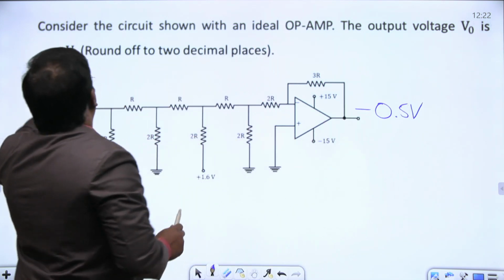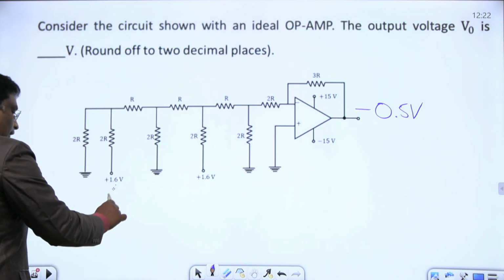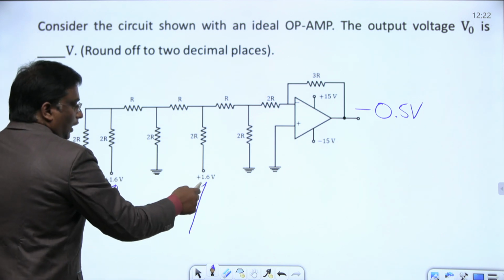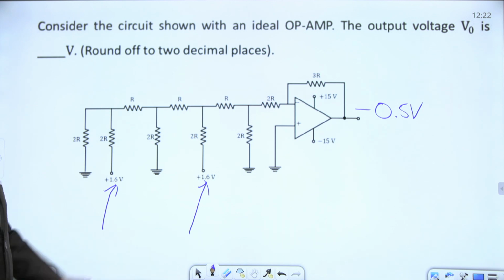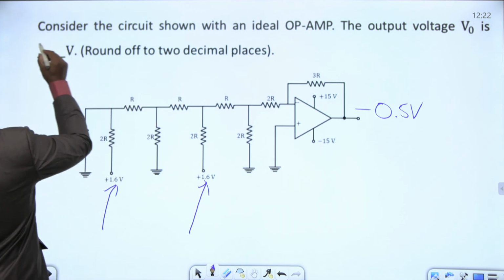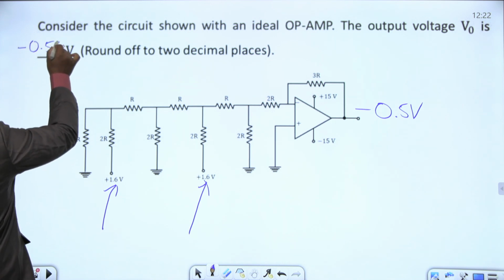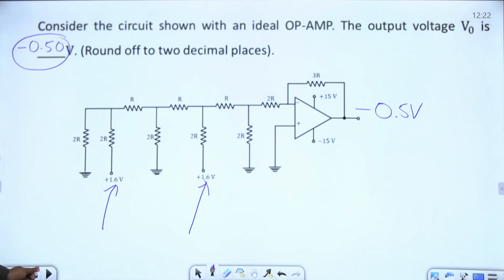What they asked here: consider the circuit shown in the figure with an ideal op-amp, output voltage V0. We found that when this source is acting alone, the output is minus 0.1. When this source is acting alone, the output is minus 0.4. When both are acting simultaneously, the total response is minus 0.5. They asked us to round off to 2 decimals. Answer: minus 0.50. Minus 0.50 is the right answer.